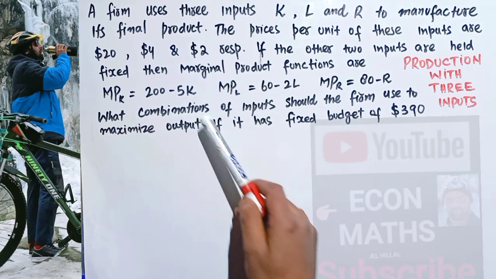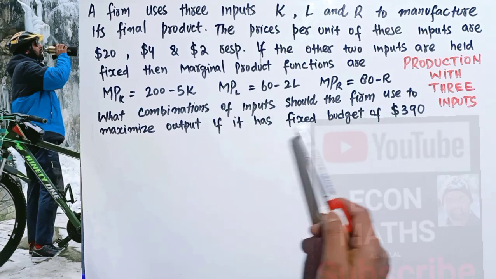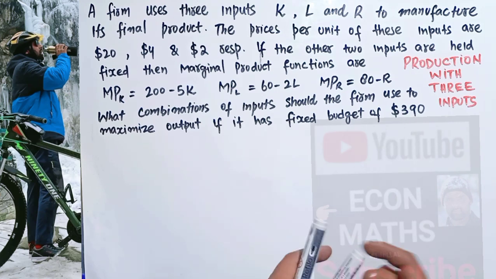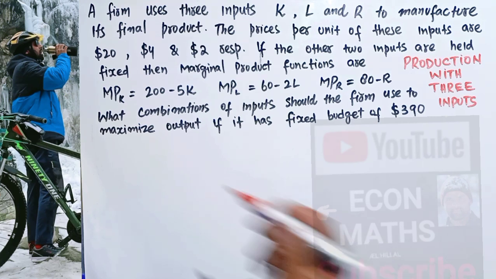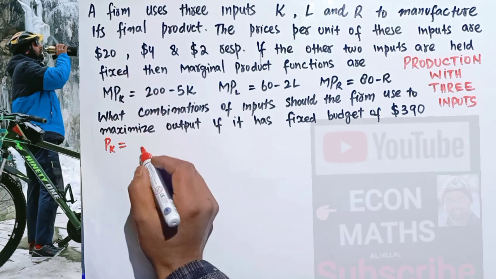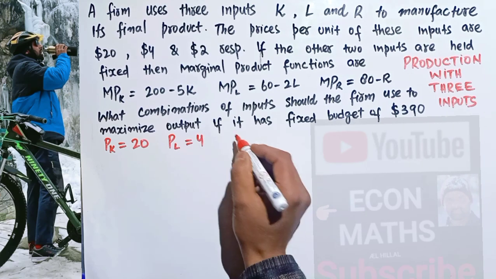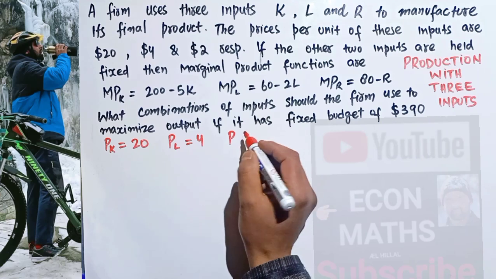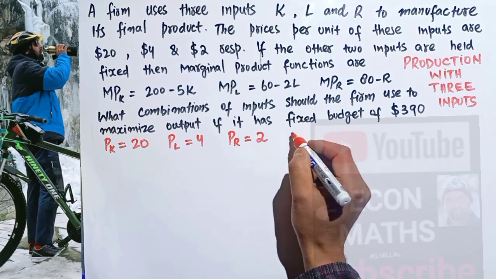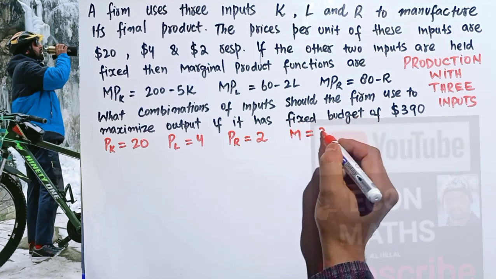We have to find out what combinations of inputs the firm should use to maximize its output if it has a fixed budget of $390. So what we are being given, let's write it here: price of capital is $20, price of labor is $4, and price of another input, which is R, is $2, and the total budget, income or budget, is $390.